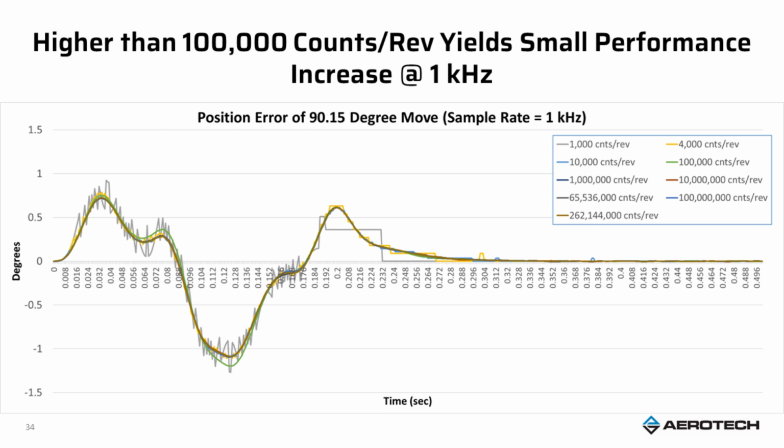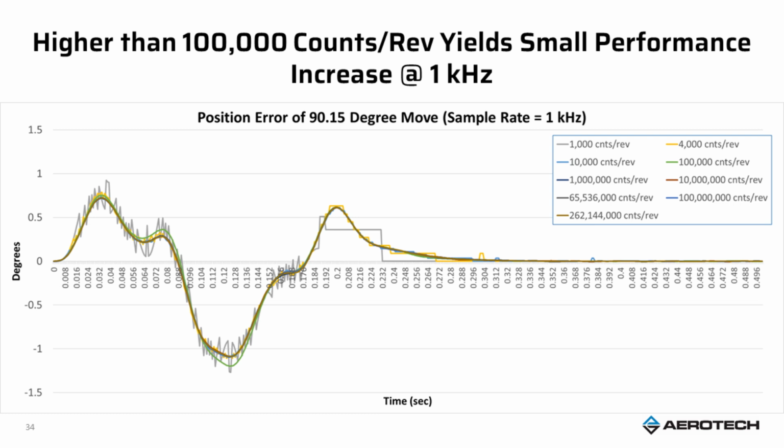And then I moved up to 100,000 counts, and I did this at 1 kilohertz. I repeated the experiment for all these different resolutions. And what you see is now at 100,000 counts and above, the response is about the same. So I lowered the sample time, and I needed more resolution to get an equivalent step response performance. And so there's a little bit of trade-off.